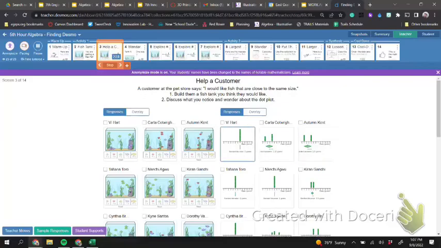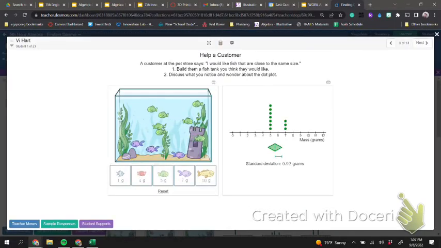Take a look at some of these tanks together. So this one, the customer says almost the same size fish. And this person had mostly 5s and some 7s. Those are pretty similar size. And I just want you to start thinking about this number you see right here, standard deviation, 0.92 grams. So that's something we're just going to be keeping an eye on.